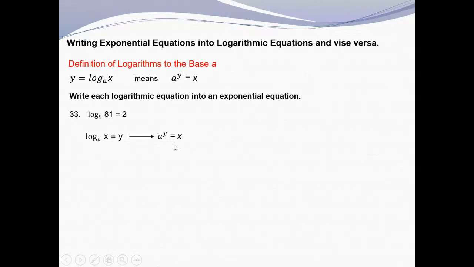Right, so from here we go to a to the y equals x. So what's my a value, what's my x, and what's my y? If you notice, my a is equal to 9, my x is 81, my y is 2. Now you go back over here, right? So my a is 9, my y is 2, and my x is 81.